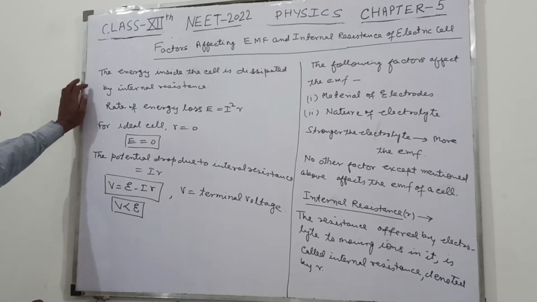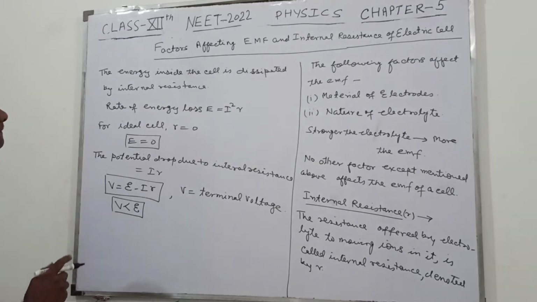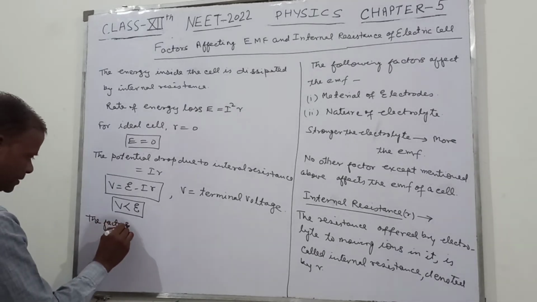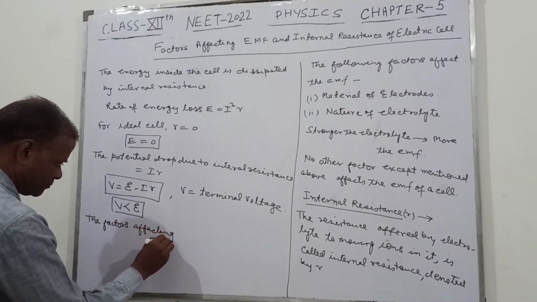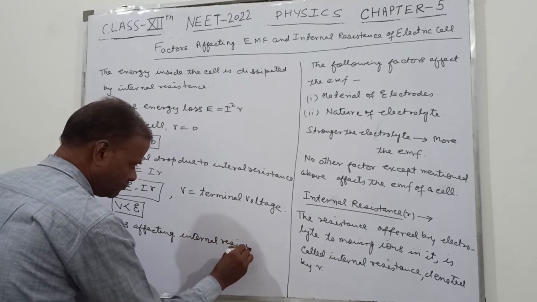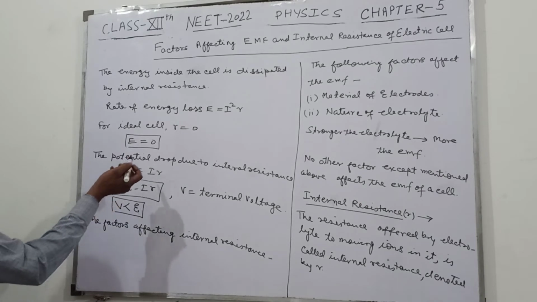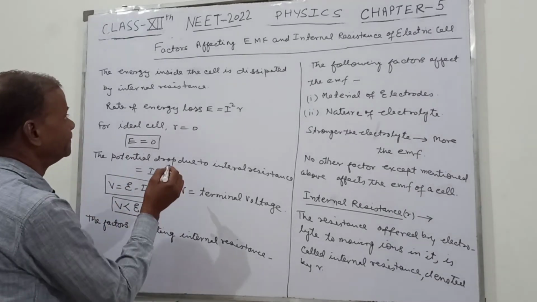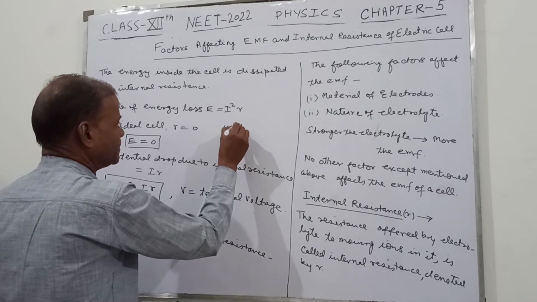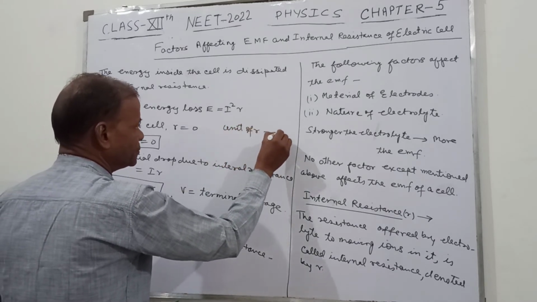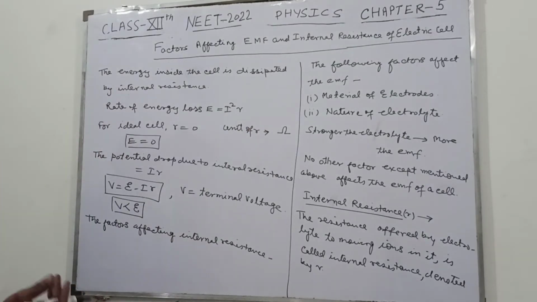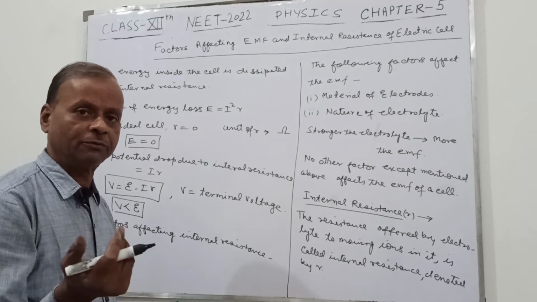Now we see the factors that affect the internal resistance. The unit of internal resistance is ohm. So whatever the resistance, internal or external, the unit is always ohm.